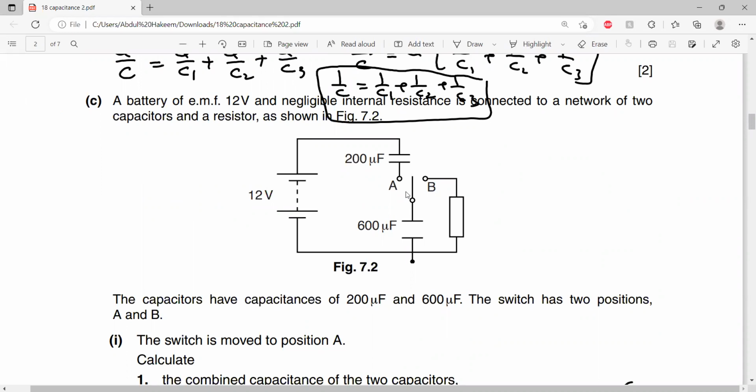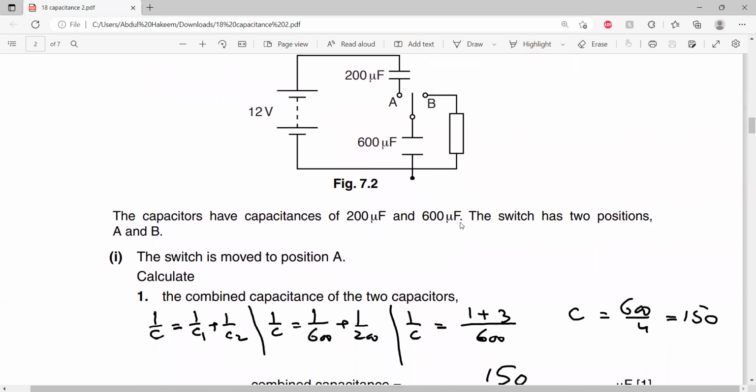The capacitors have capacitance 200 and 600 microfarad. The switch has two positions, A and B. So we can connect the switch either with A or with B. When the switch is connected with A, both capacitors are in series. But when the switch is connected with B, this 600 microfarad capacitor is disconnected from this charging circuit and connected with the resistor for the discharging.